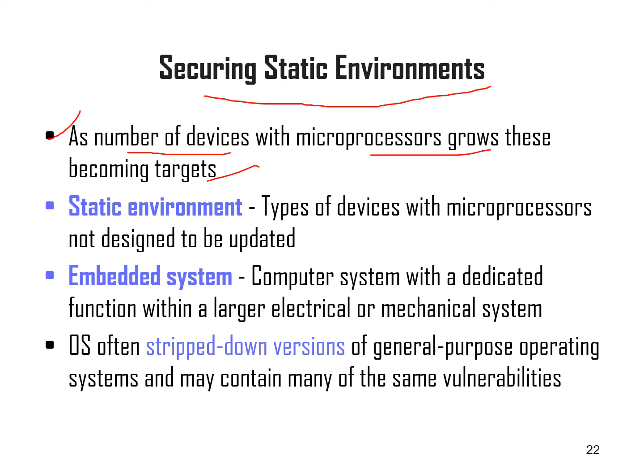Say for example, static environment devices. It is the types of devices with a microprocessor not designed to be updated. So if I'm having a tiny machine built with a microprocessor, we couldn't give a continuous update for the operating system installed on that microprocessor. So that system is called static environment devices. We can call it an embedded system also.